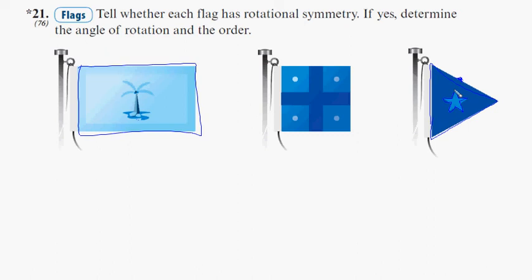And so the idea is that the pattern in the flag also has to create perfect symmetry. So watch out for that when you're answering these types of questions.